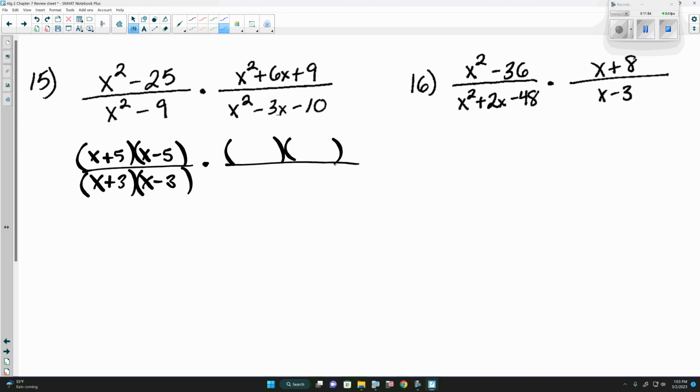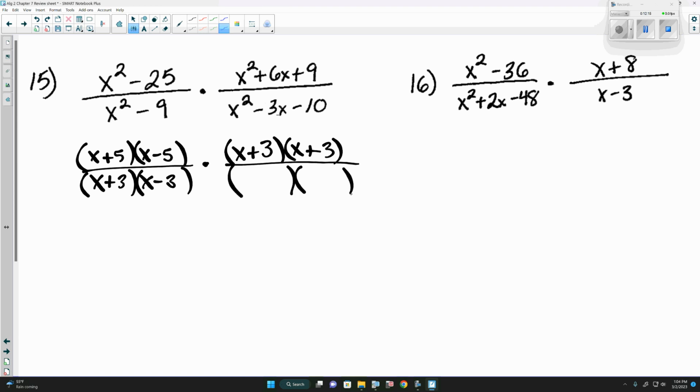So we can look at x squared plus 6x plus 9. Since the 9 is positive, the signs are the same and match the sign of the middle term, so plus and plus. X squared would be x and x, and then 9 would indeed be 3 and 3.